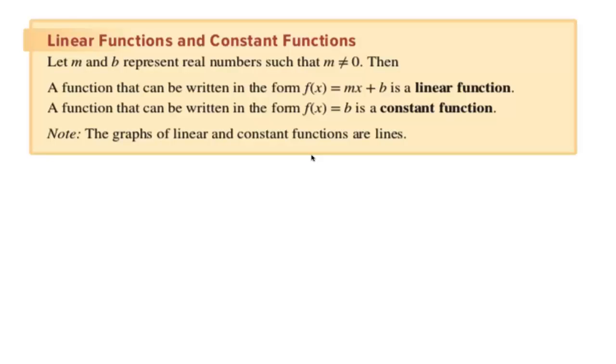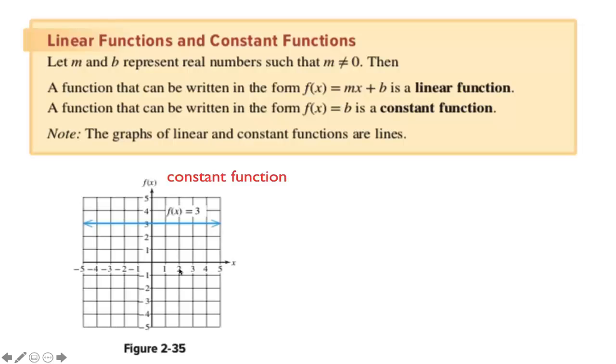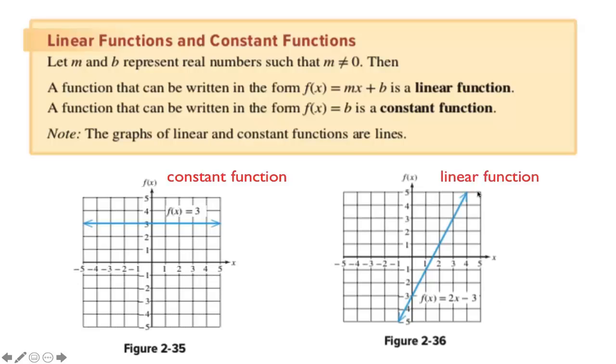Let's talk about linear functions and constant functions. A linear function is a function that has the form mx plus b, where m and b are constants and m is not 0. And a constant function is a function of the form f of x is equal to b, where b is a constant. Both of these functions look like lines when you graph them. The constant function is a line that is horizontal. Every input has the same constant output. The general linear function looks like this, where we talked about this before, where there's a slope and a y-intercept.